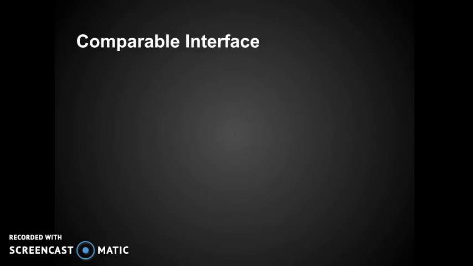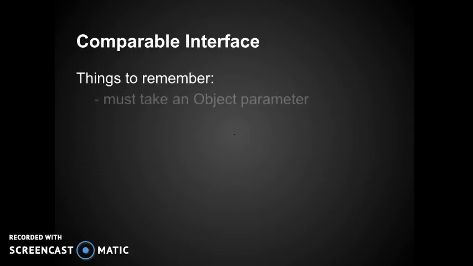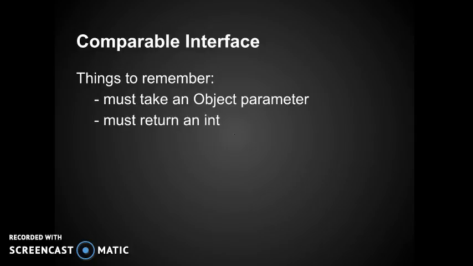Here's some things to remember as you create a compareTo method for a class. Your compareTo method must take an object as a parameter, because that's what's stated in the Comparable interface. Your compareTo method must also return an int, as that's also stated in the Comparable interface.